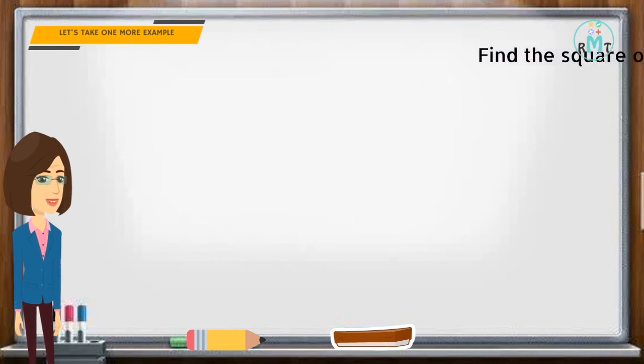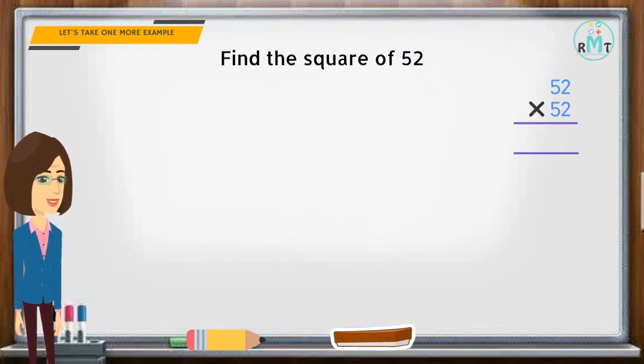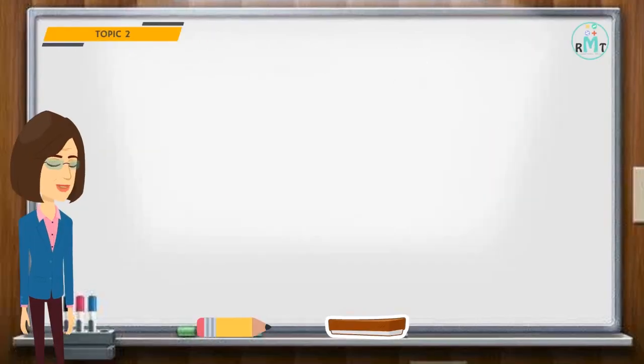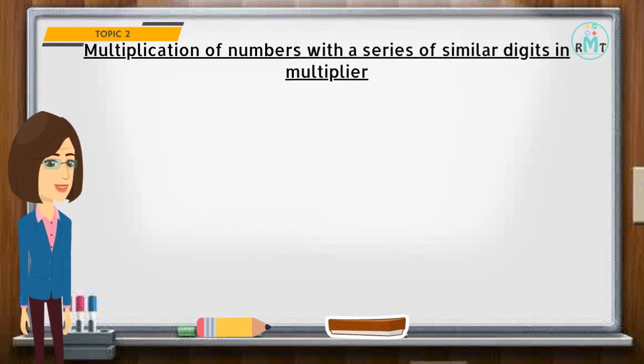Find the square of 52. In this case, we add 25 to the digit in the units place, that is 2, and put the answer in the LHS as 27. Next, we square 2 and get the answer 4, which we put on the RHS. So the complete answer is 2704.